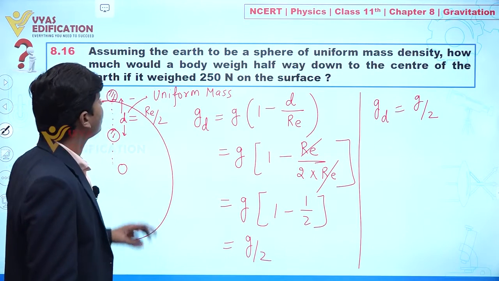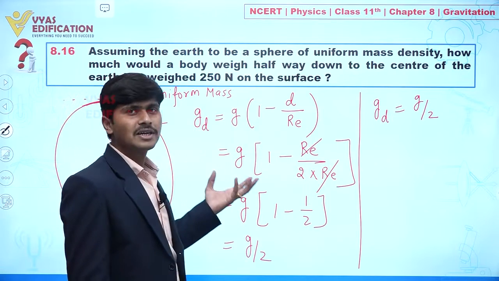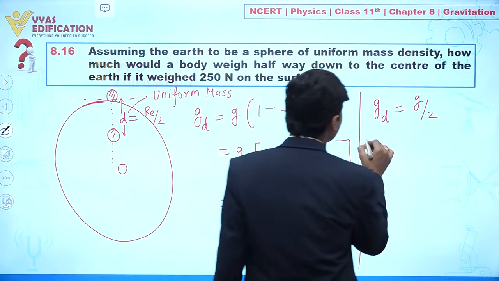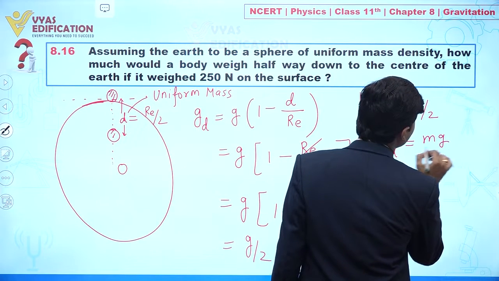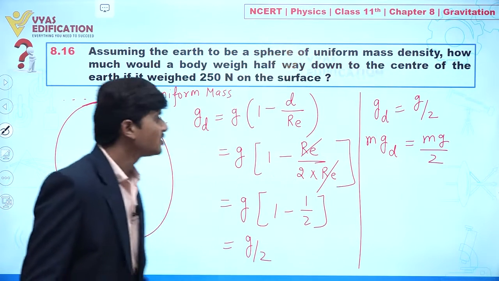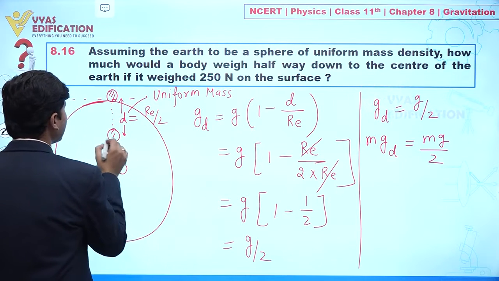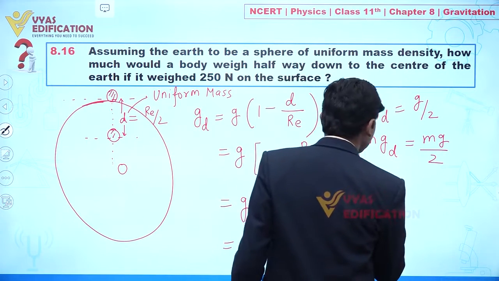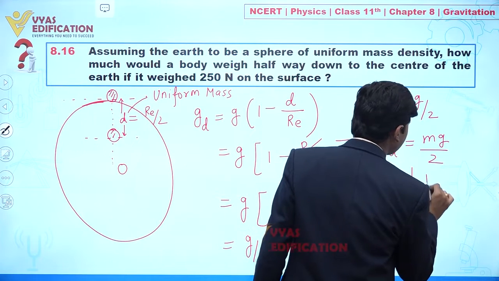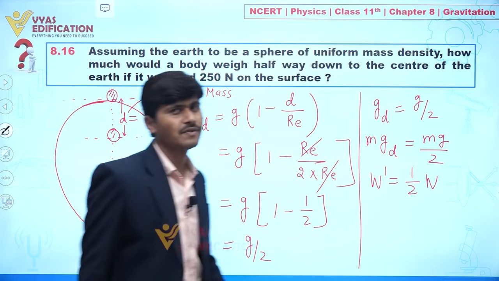Clear? So now we can say what is the weight. So if we multiply m with both sides, I can say this is m gd and this is equal to mg by 2. Clear? So now we can say what is the weight of a body at this position. Clear? So the weight of this body at this position is given by 1 by 2 times the weight of a body at the surface of earth.